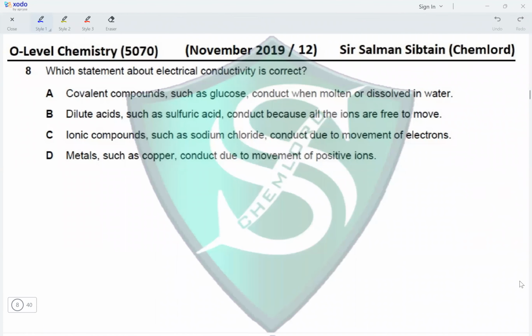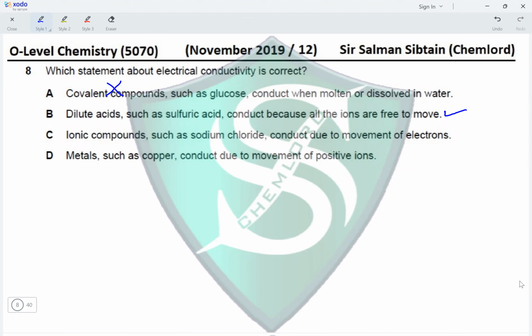Question 8. Which statement about electrical conductivity is correct? A. Covalent compounds such as glucose conduct when molten or dissolved in water. Covalent compounds do not conduct electricity. B. Dilute acids such as sulfuric acid conduct because all the ions are free to move. Yes, dilute acids, because ions are present and they are free to move. True.